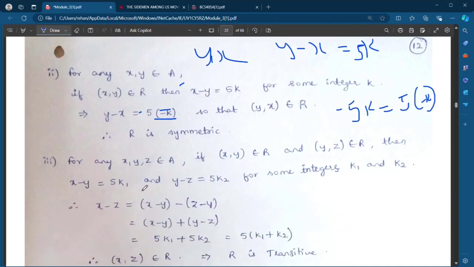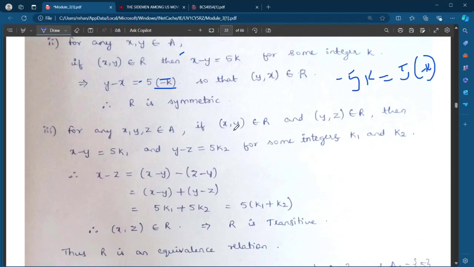Okay, that's it. Then for any x comma y comma z belongs to A, if x comma y belongs to R and y comma z belongs to R, then there should be an x comma z which belongs to R, which means x minus y is equal to 5 into k1. Then y minus z is equal to 5 into k2 for some integers k1 and k2. Therefore, x minus z is equal to x minus y plus y minus z.